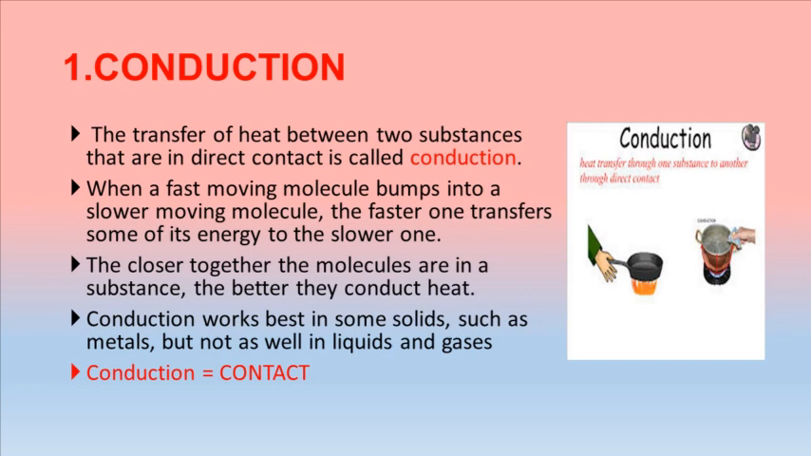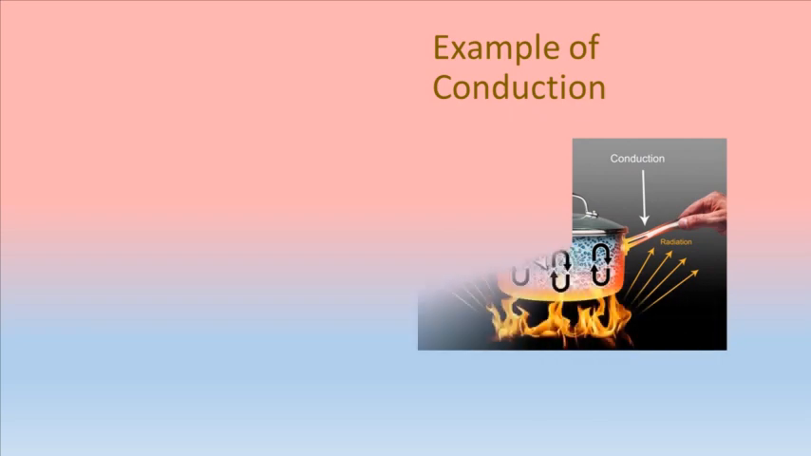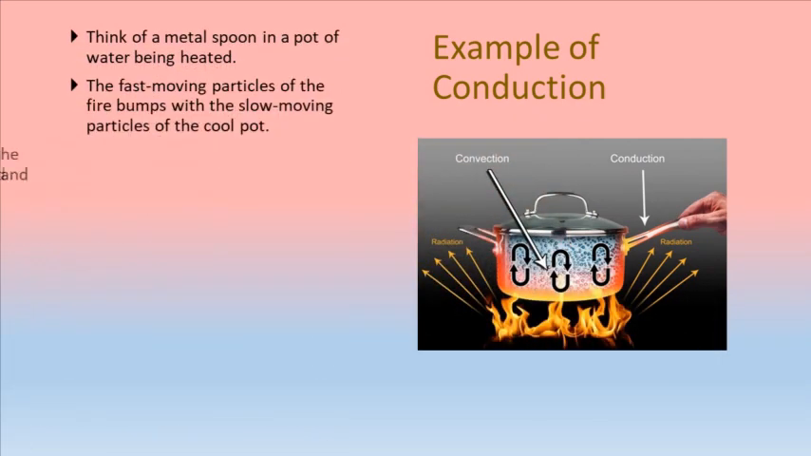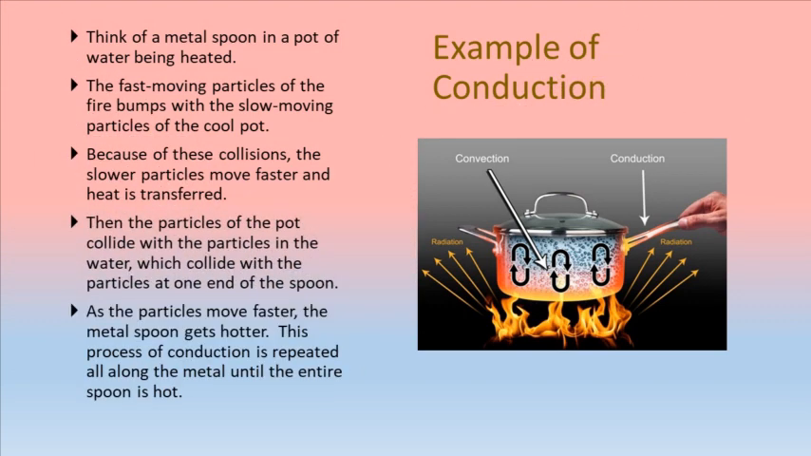Look at the picture of conduction, heat transfer from one substance to another through direct contact. We can see an example of conduction. Think of a metal spoon in a pot of water being heated. The fast-moving particles of the fire bump into the slow-moving particles of the cool pot. Because of these collisions, the slower particles move faster and heat is transferred.